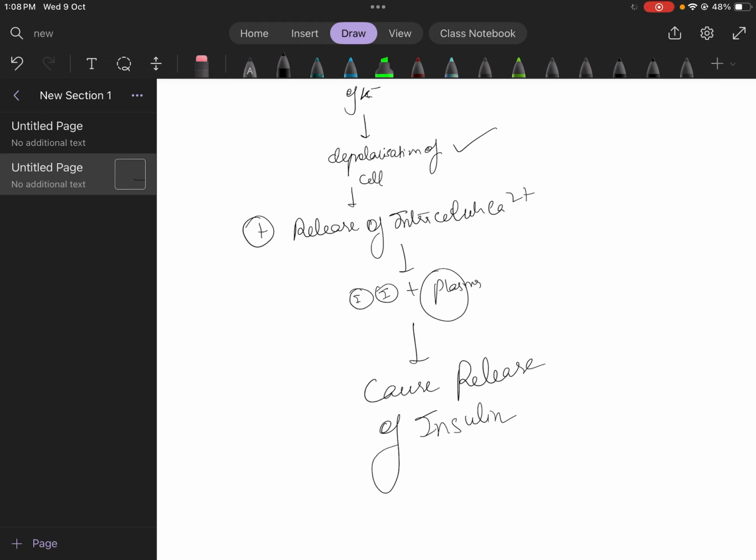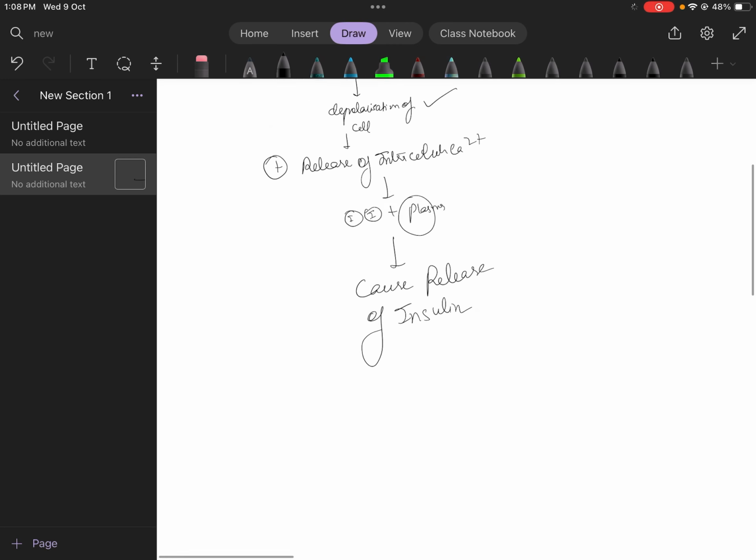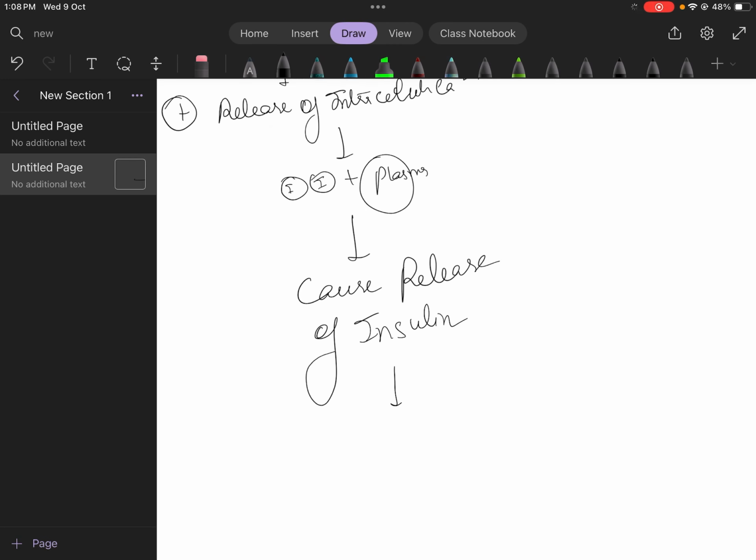Very simple. And of course, after the insulin has been released, it brings your blood glucose level down. That's how it works.